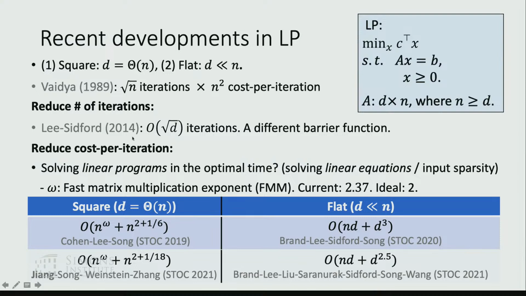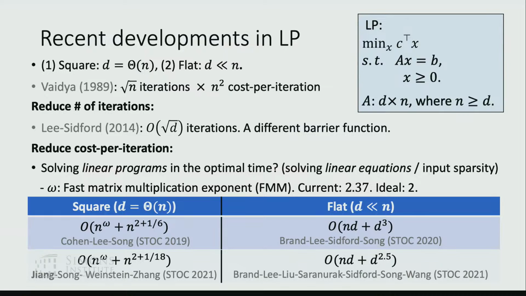For the square case, this paper by Cohen, Lee, and Song in 2019 showed that for LP, we can recover the same running time as the current matrix multiplication time, where they gave a runtime of n to the omega plus n to the 2 plus 1/6. And the later improvement by myself and other collaborators shows that we can further decrease this n to the 2 plus 1/6 to n to the 2 plus 1/18. I talked about this in more detail in the lecture last week, so you can check out the video if you're interested. And then on the flat LP case, the current best running time is order nd plus d to the 2.5. So if your variable size is more than d to the 1.5, then this already gives the same running time as the input size.